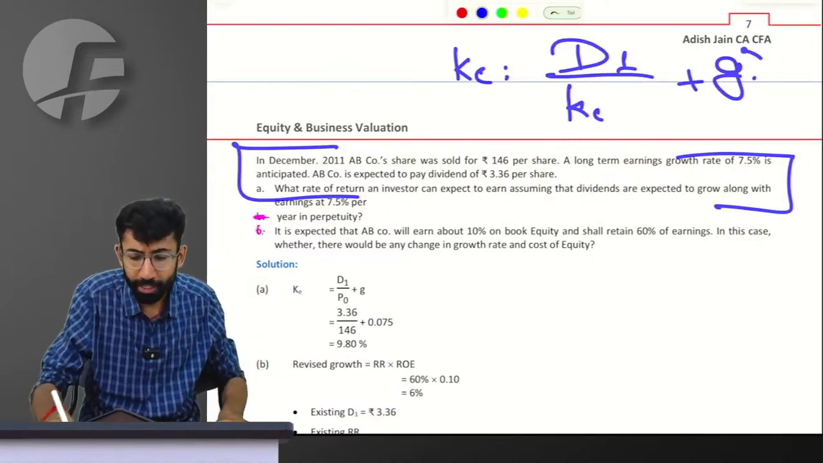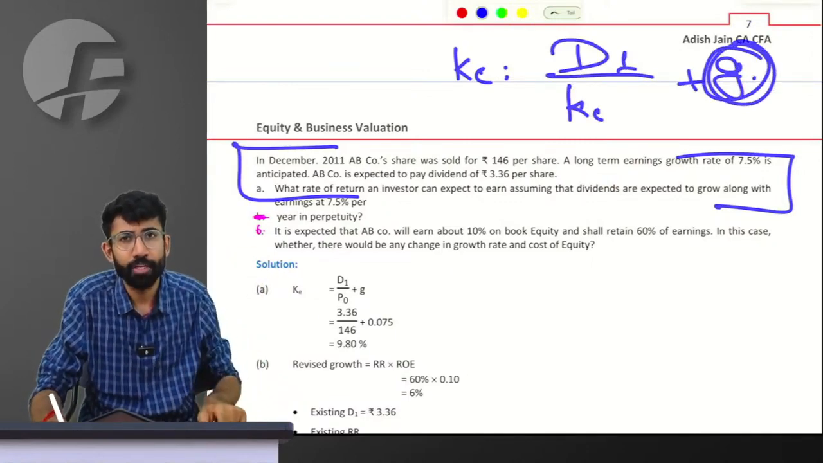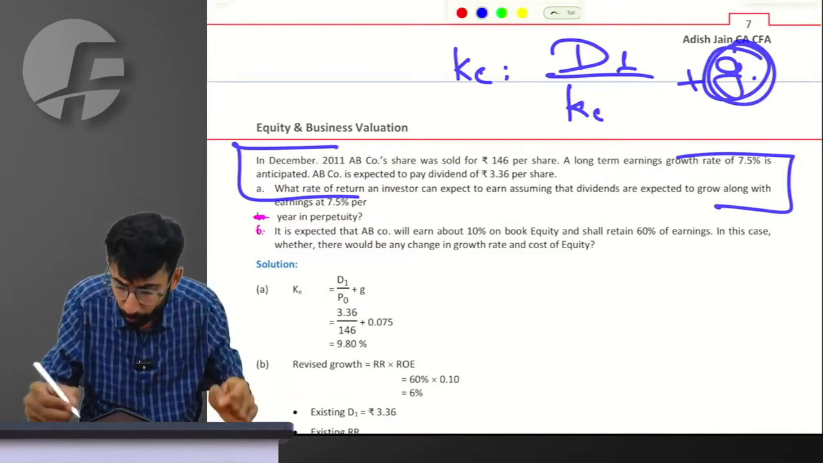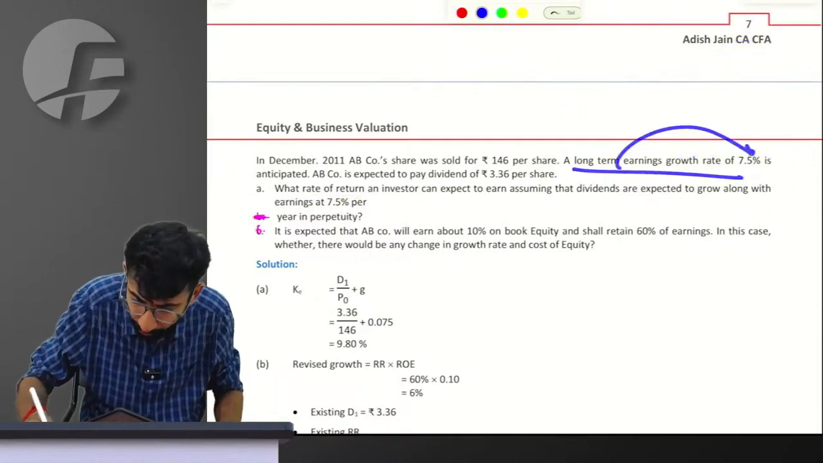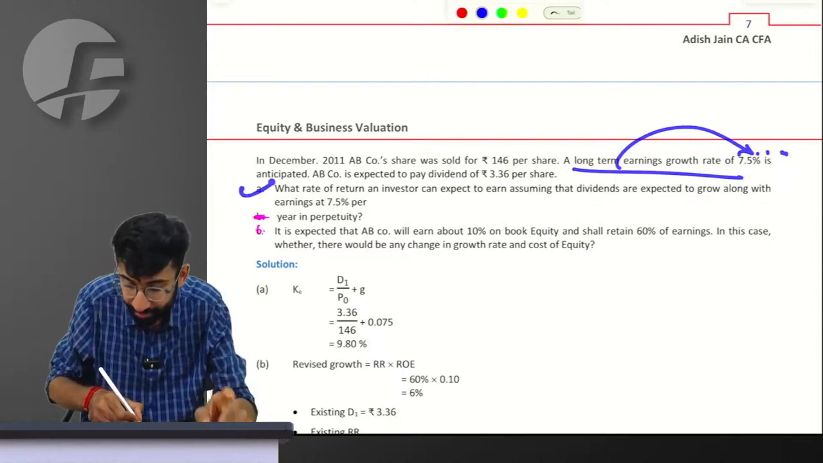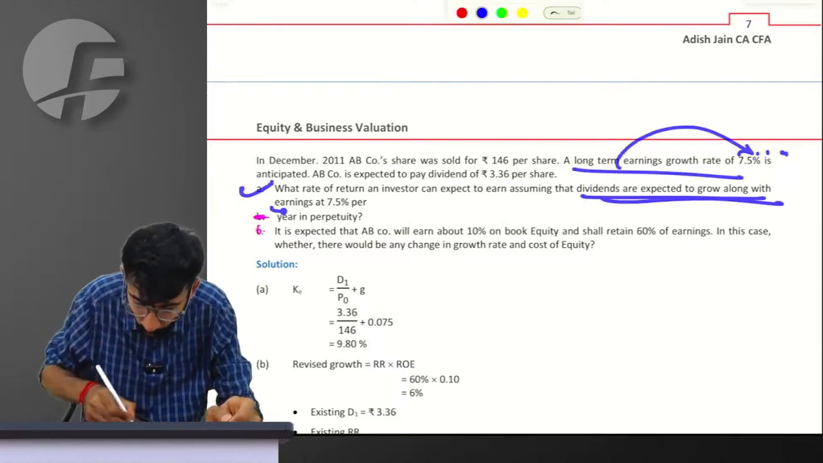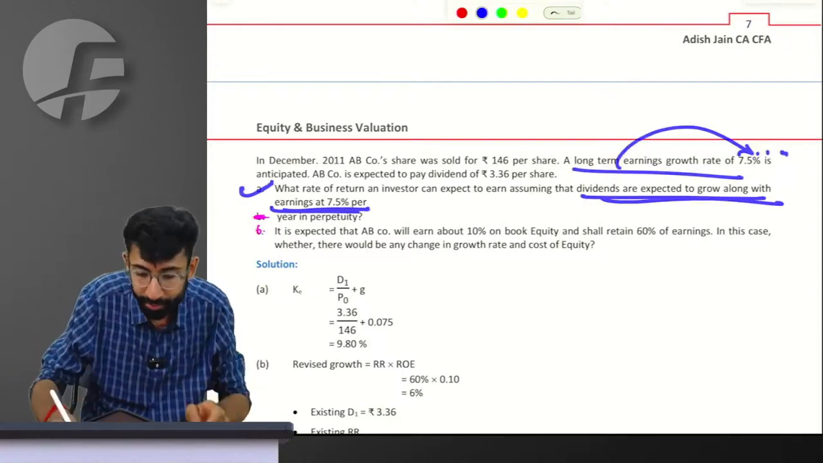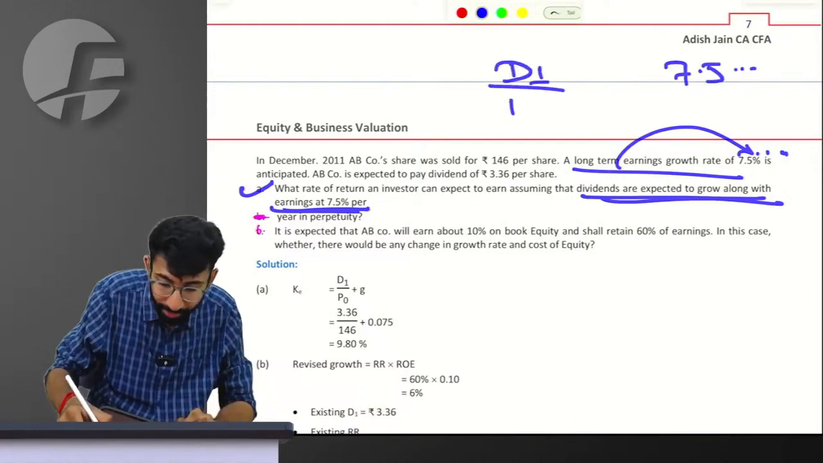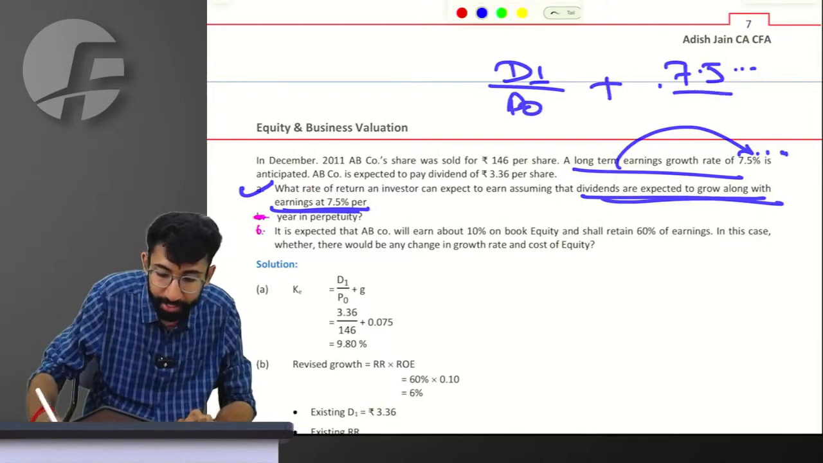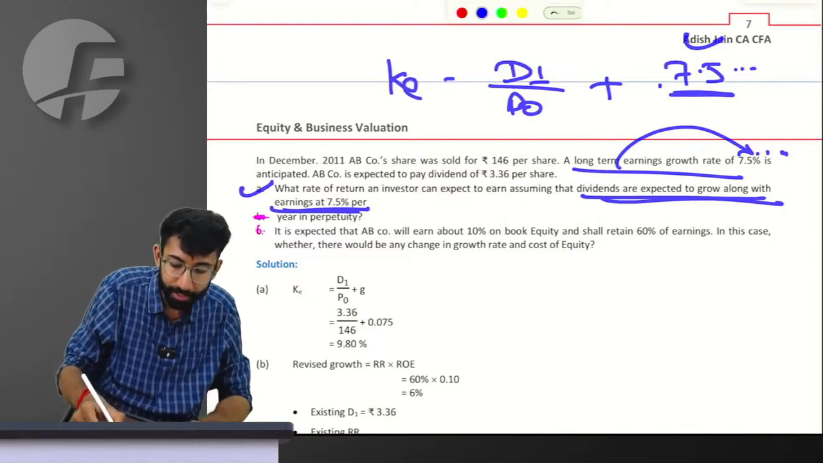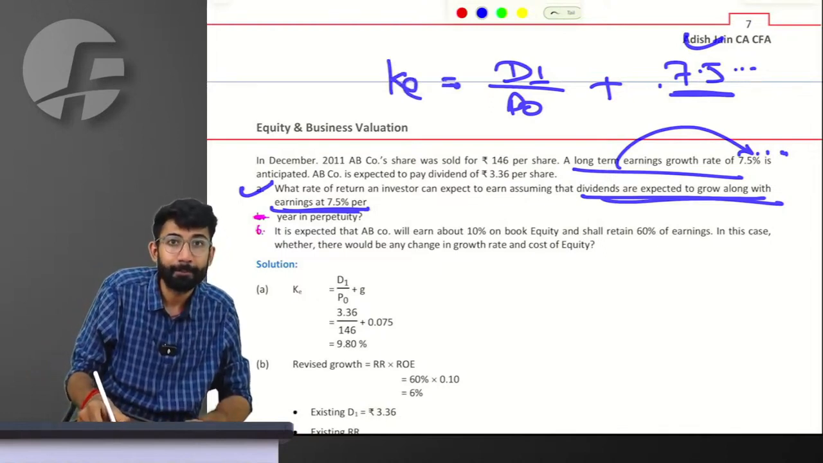Which growth rate do you need? Growth rate of earnings or growth rate of dividend? Clarity of concepts, tell me which growth rate do you need? Dividends, right? What has examiner given? Growth rate of earnings. In part A of the question, he has clarified that even dividends will grow at this rate, which means you can consider 7.5, which means D1 divided by P0 plus G, 7.5% of growth you can consider as dividend as well, and hence can be considered in the formula of KE.